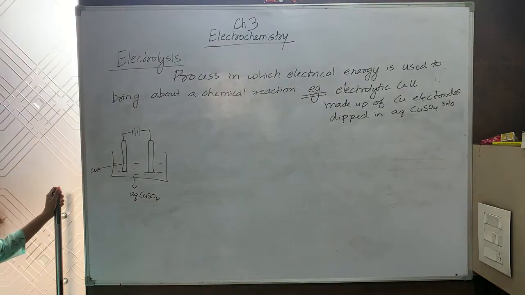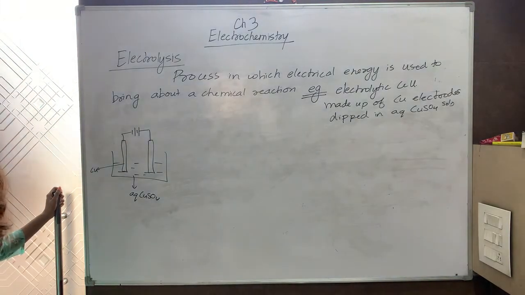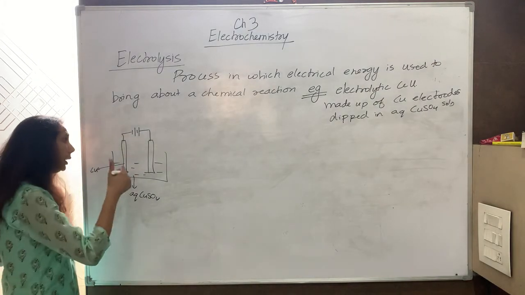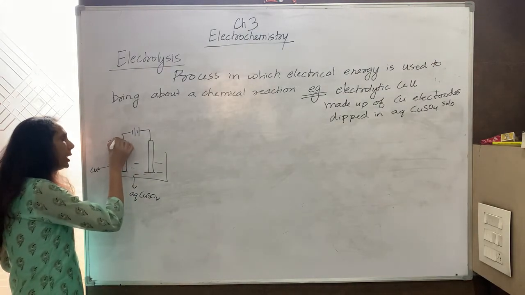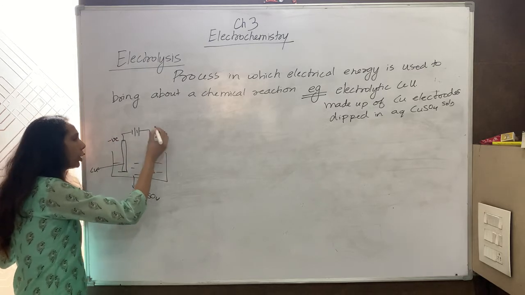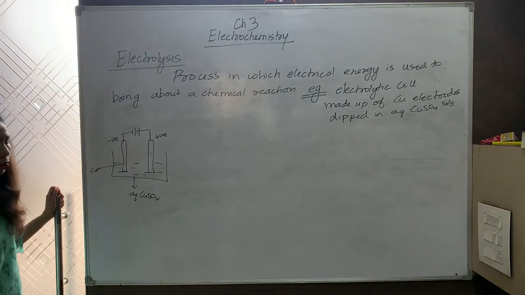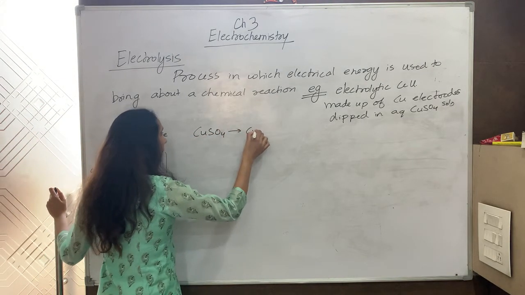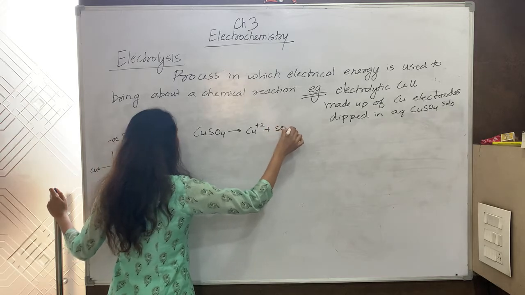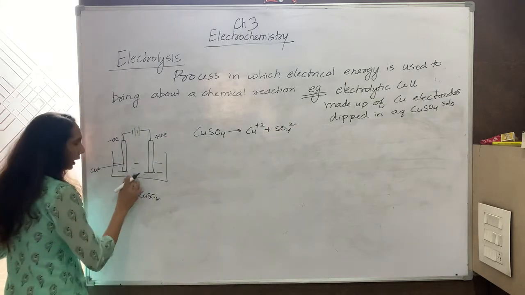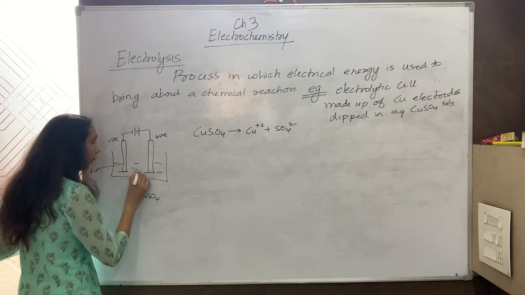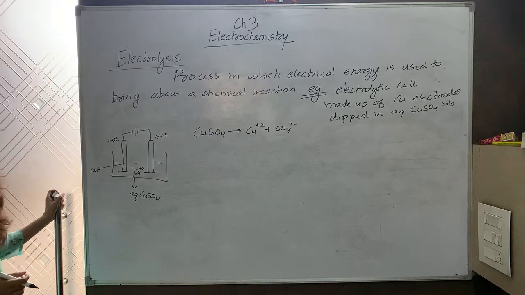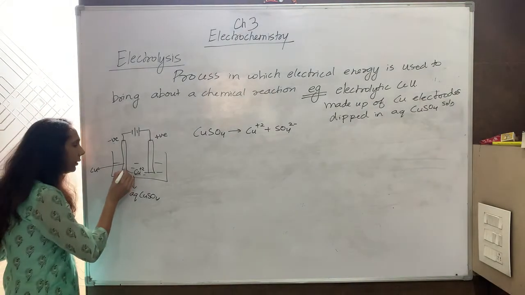That means we are getting the electrical energy. The cell is not generating the electrical energy, the battery is giving the electrical energy. The electrode which is joined to the negative terminal is negatively charged. The one which is joined to the positive terminal is positively charged. Now copper sulfate will ionize into copper and sulfate ions in the aqueous solution. Copper ions are positively charged. The positively charged ions will be attracted towards the negative electrode.